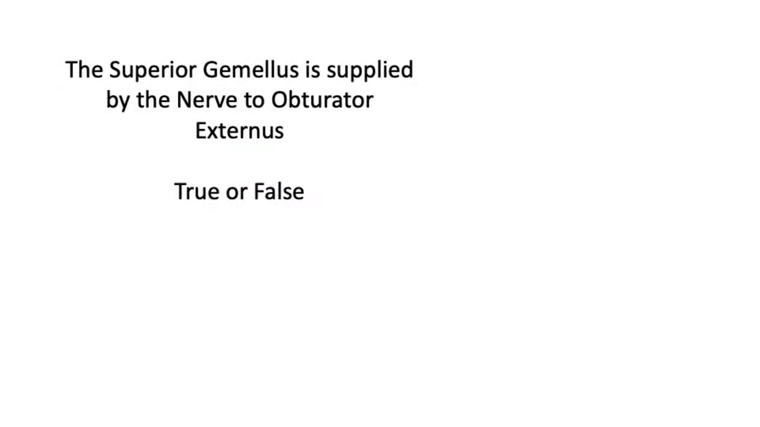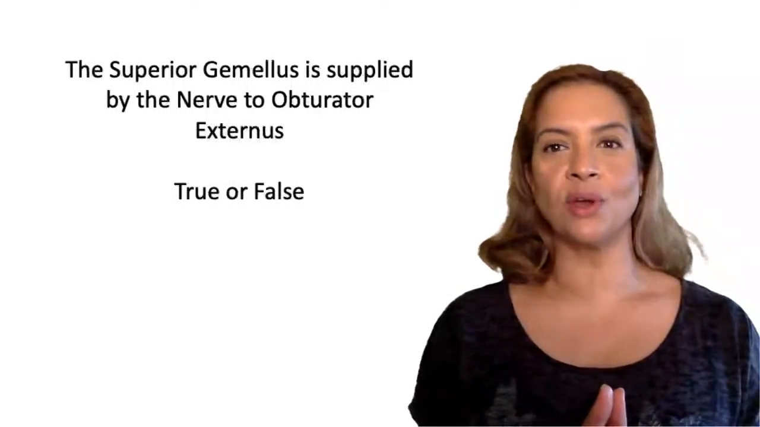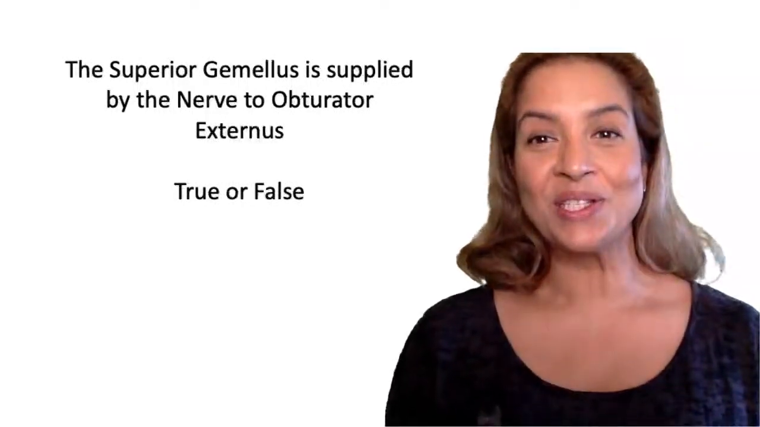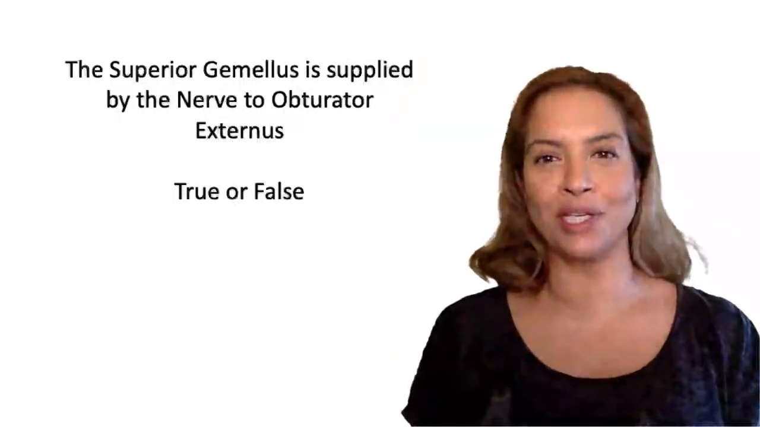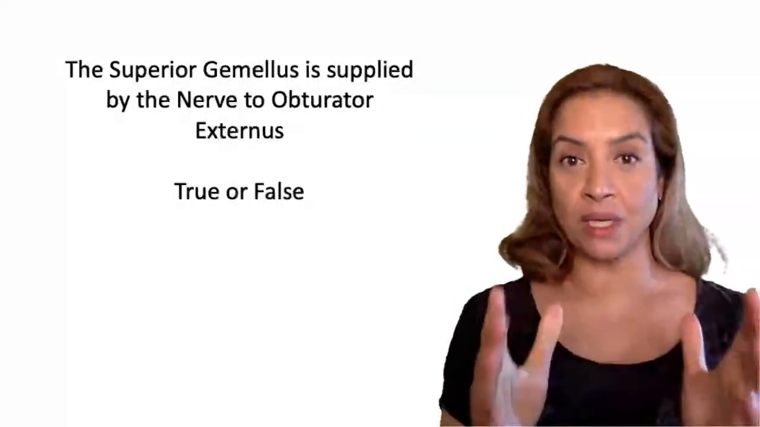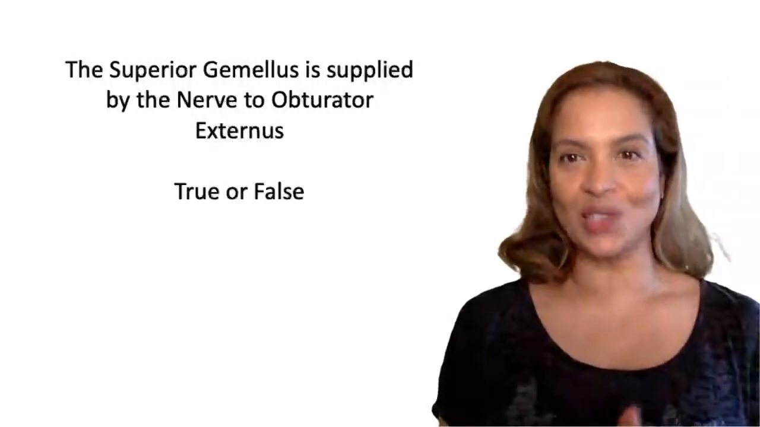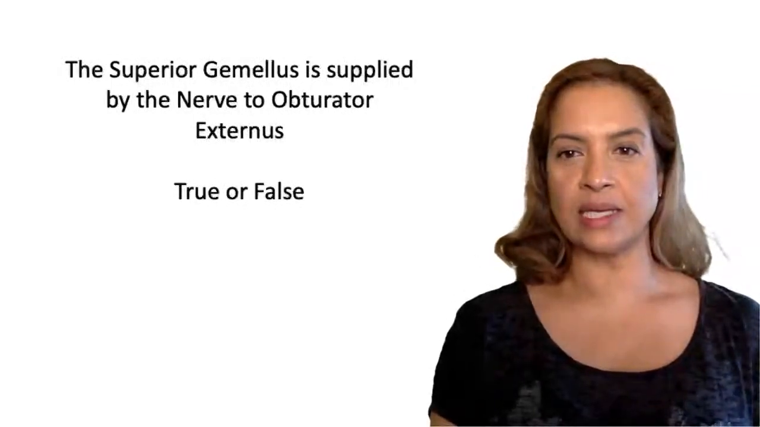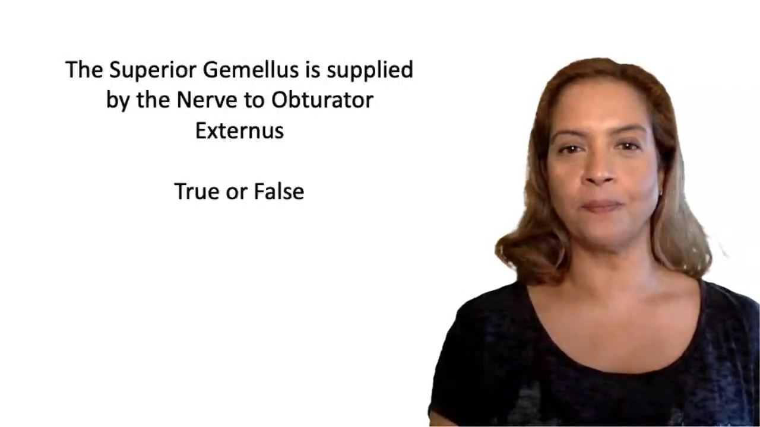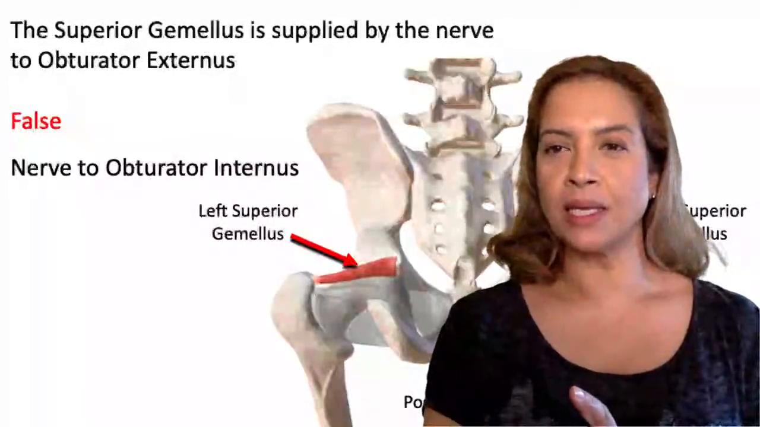So this question here: the superior gemellus is supplied by the nerve to the obturator externus. So you'll see now we've switched and we've gone right down to the pelvic region. The superior gemellus muscle is supplied by the nerve to obturator externus. Is that true or false? The answer to that question is no, it isn't. It's false.